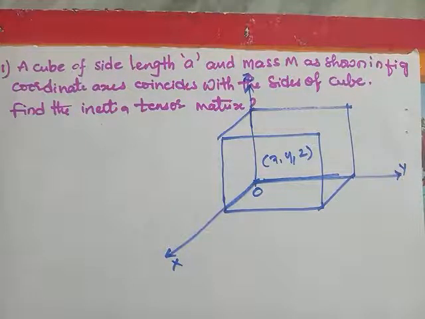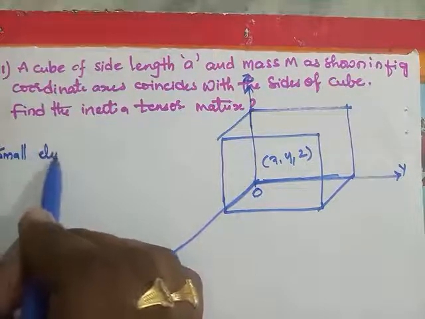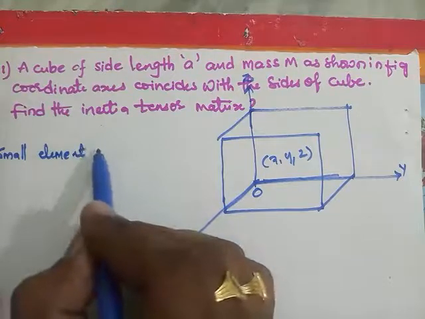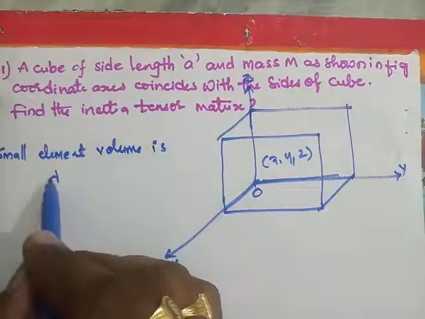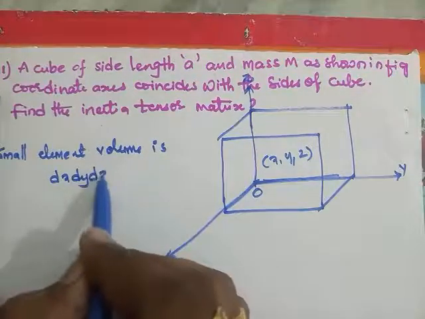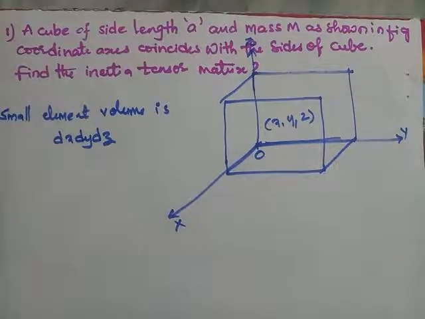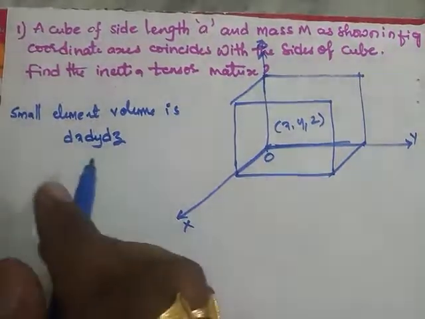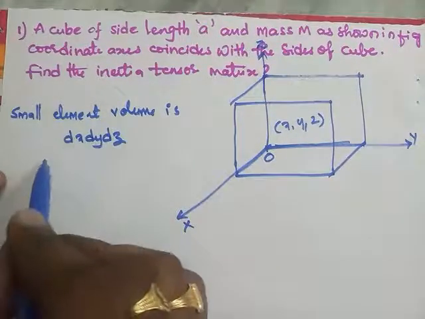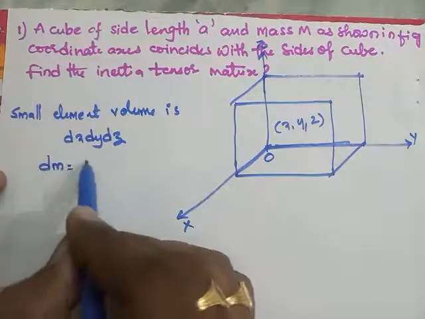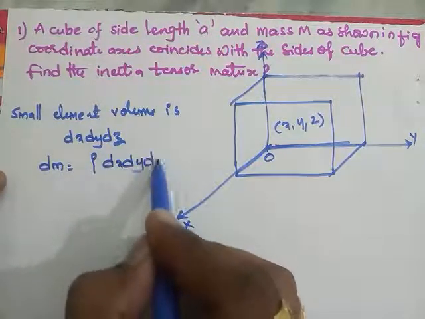Initially let us assume a small element whose volume is dx dy dz. So the mass of this small volume element can be written as dm is equal to rho, the density, into the volume dx dy dz.